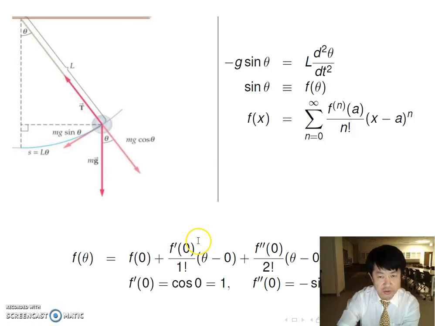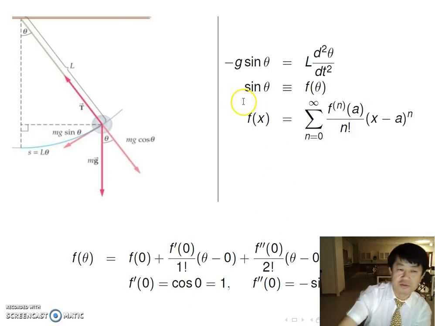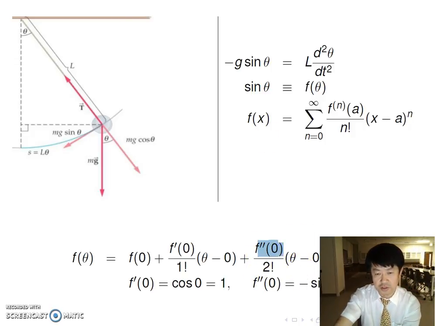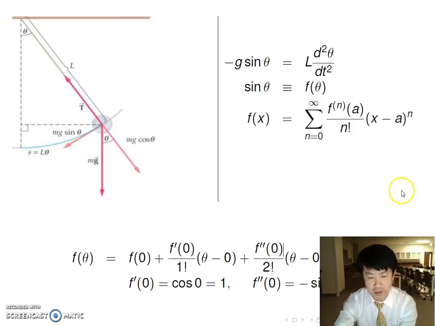Now the first derivative of sine theta is cosine theta. If you evaluate it at 0, that's 1. The second derivative of sine is negative sine, evaluated at 0. Sine 0 is 0, so this goes to 0. For the higher order terms, let's think about what is inside the parentheses. Theta is a small angle, so a small number gets raised to a large power. That means it gets very small, smaller and smaller as the power increases.